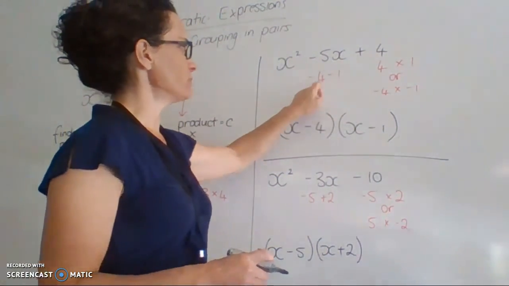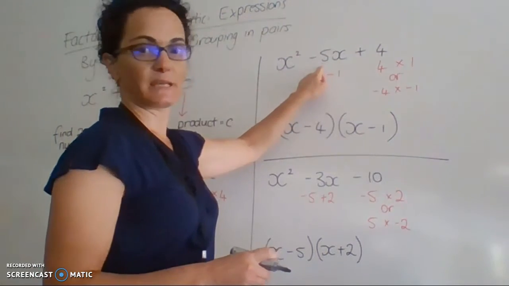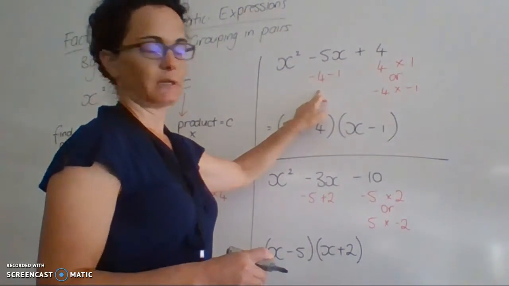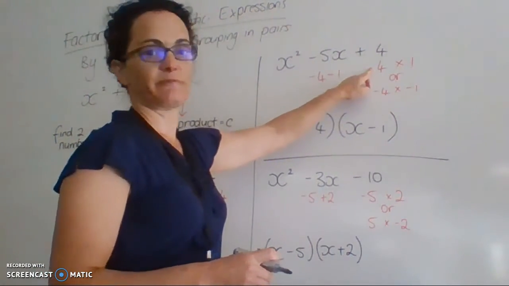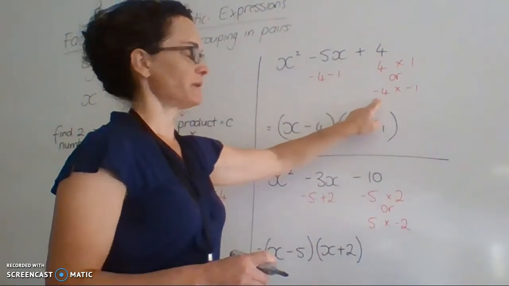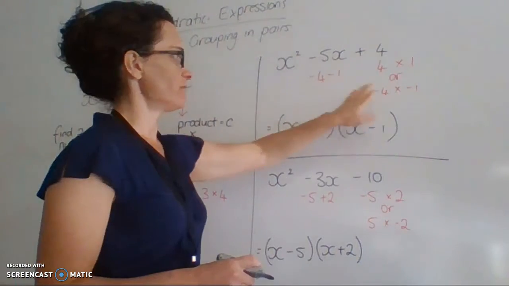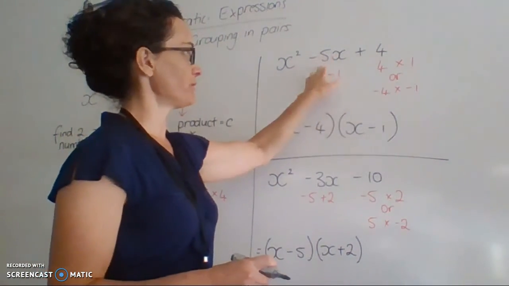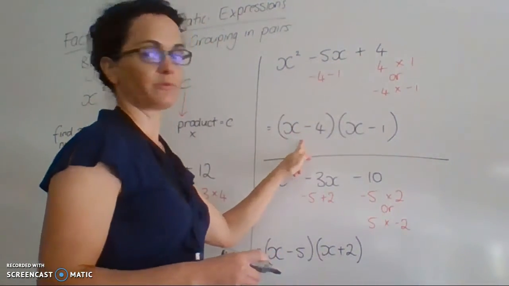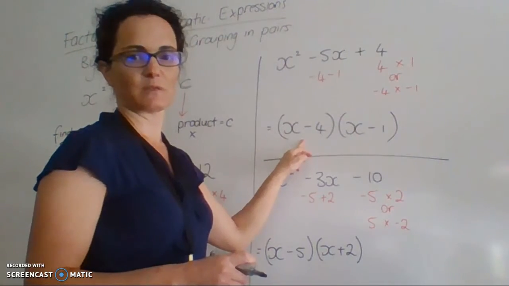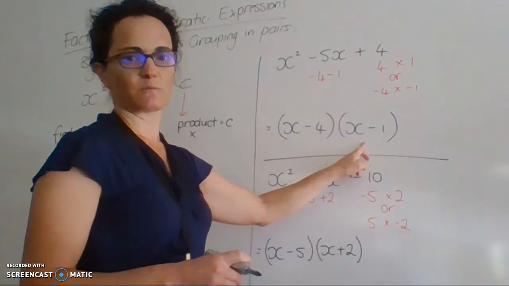And so negative 4 and negative 1 add to make negative 5. Positive 4 and positive 1 doesn't work, so it has to be this one in here. So that means we use negative 4 and negative 1 because that's what works for both of these numbers here, and we put those in brackets, so it becomes (x minus 4)(x minus 1).